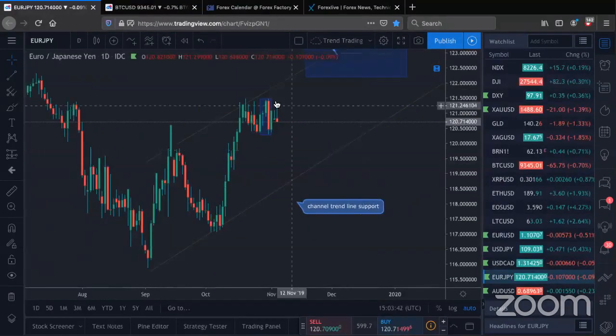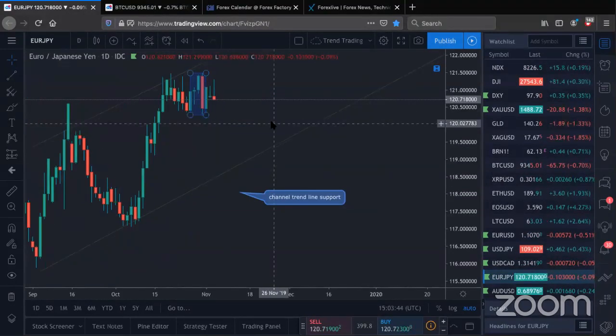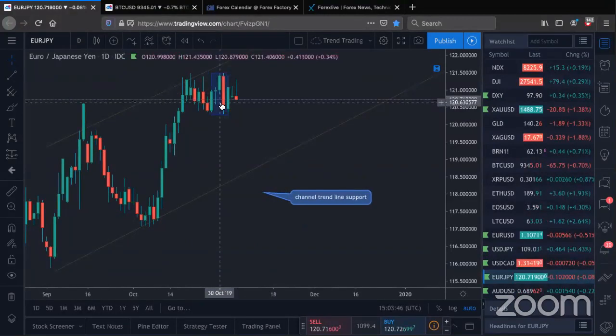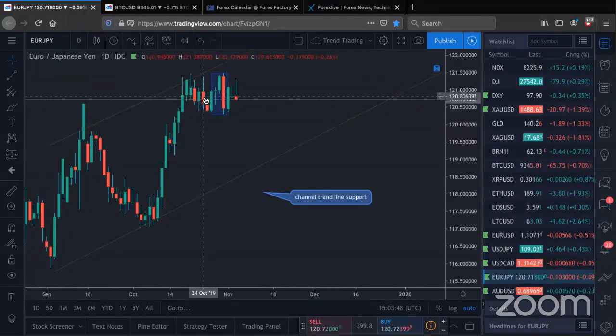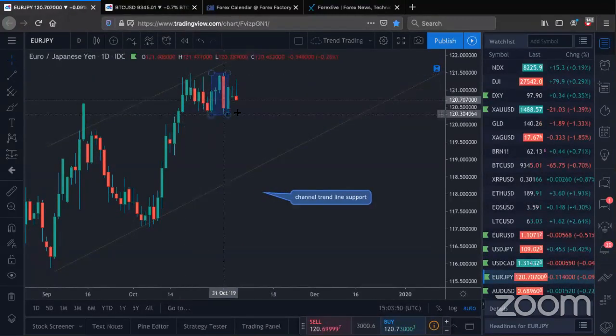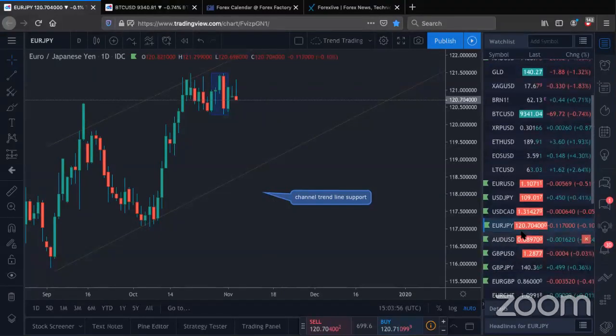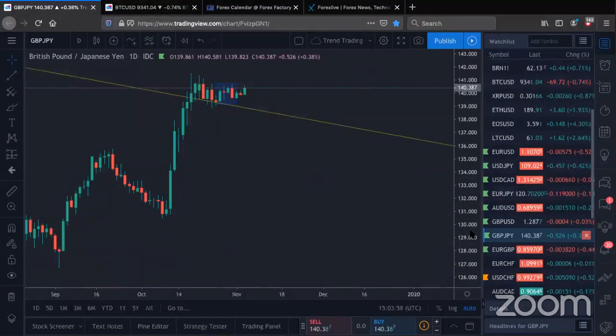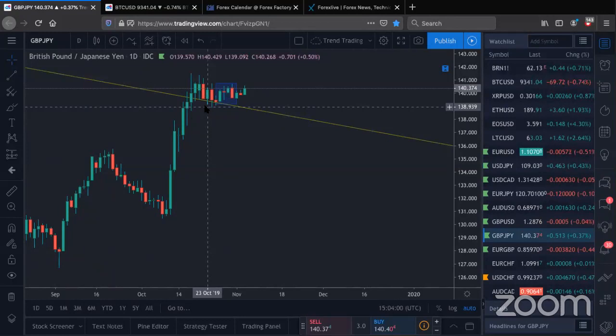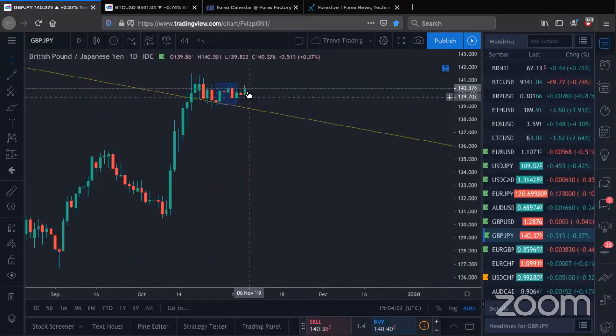We have been for 2 weeks now. This blue box is the last week of trading, and then over here is the prior week. For 2 weeks, we've been in this narrow range. What that does tell us is that's not just on the euro, Japanese yen, that's also on all yen pairs. Here is the British pound, Japanese yen.